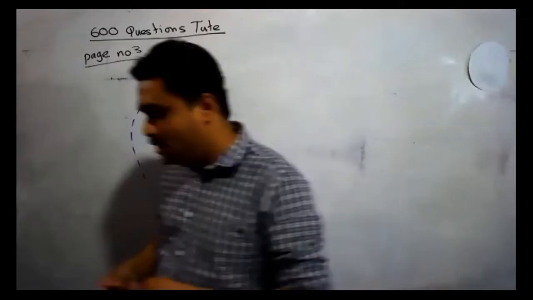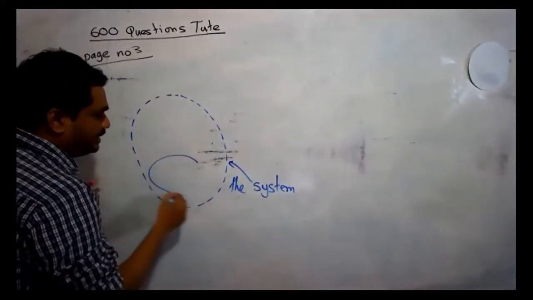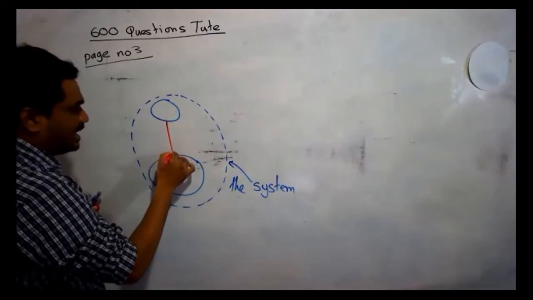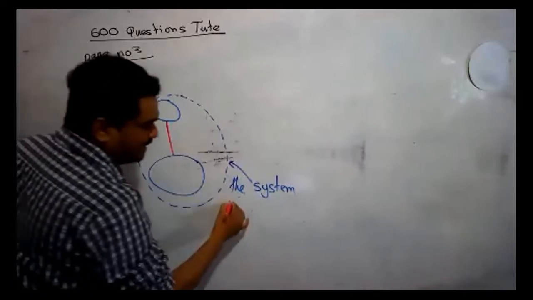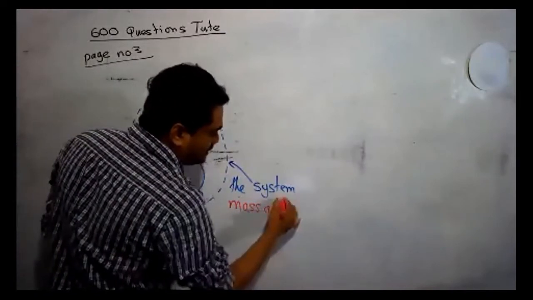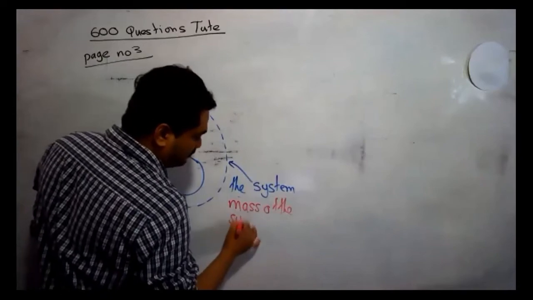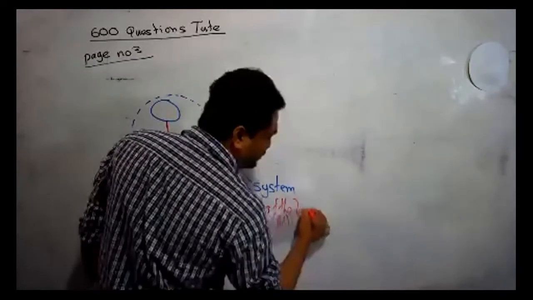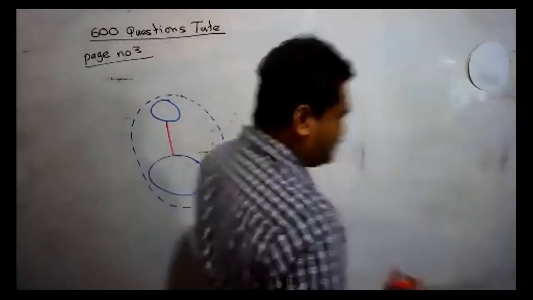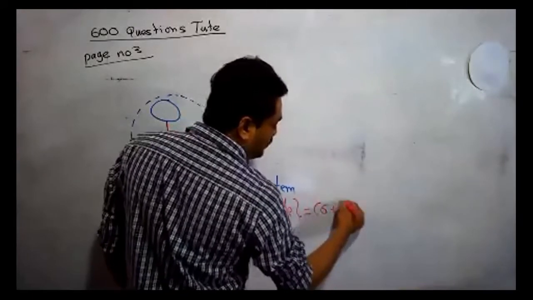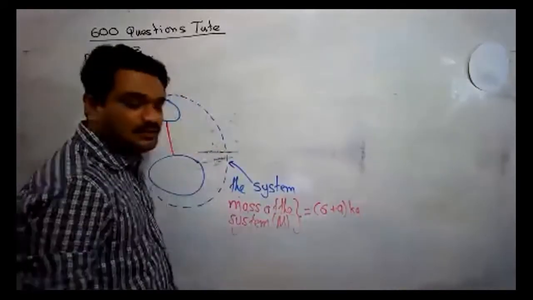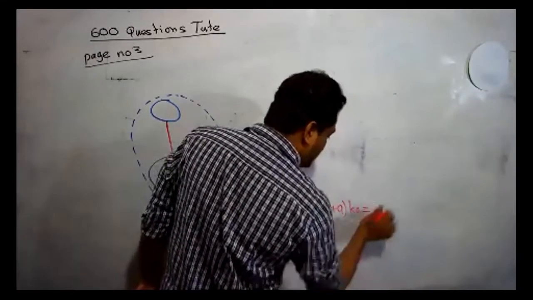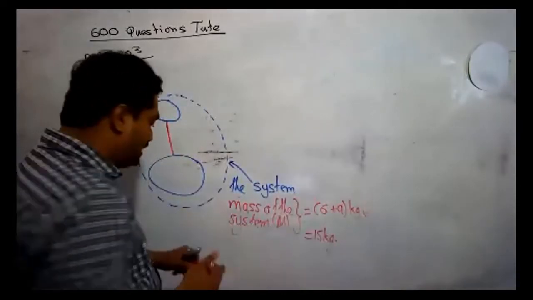So here I'm not going to worry about the ball here, the ball there, or this. I consider everything as a system, and I'm going to write the mass of the system. Let me take this as capital M equals the mass of the first ball, 6 kilogram, plus the mass of the second ball, 9 kilogram. Therefore, the mass of the system is 15 kilogram. I have indicated the mass of the system by capital M.